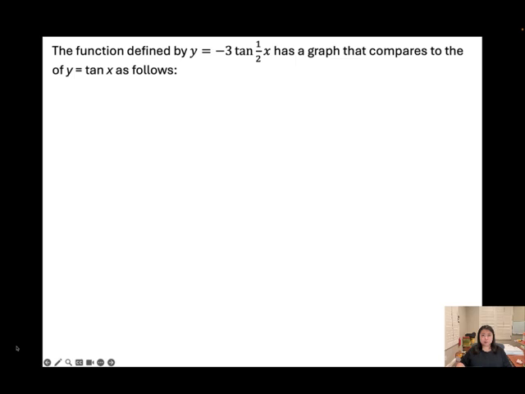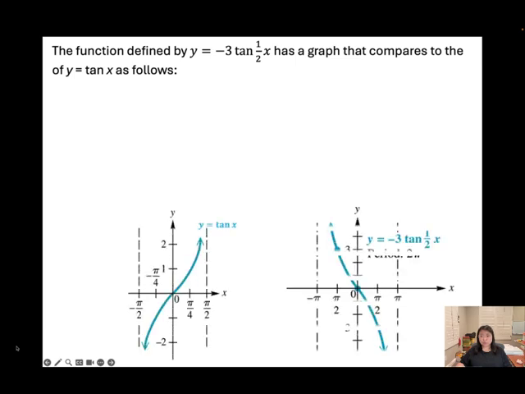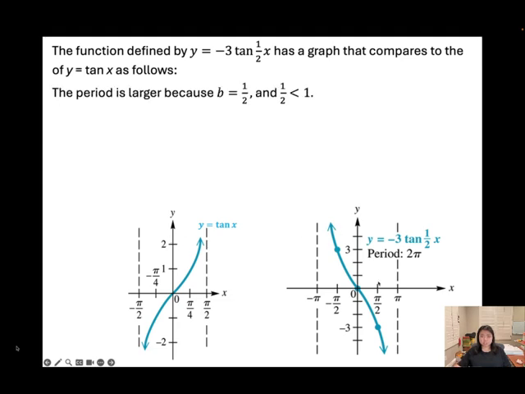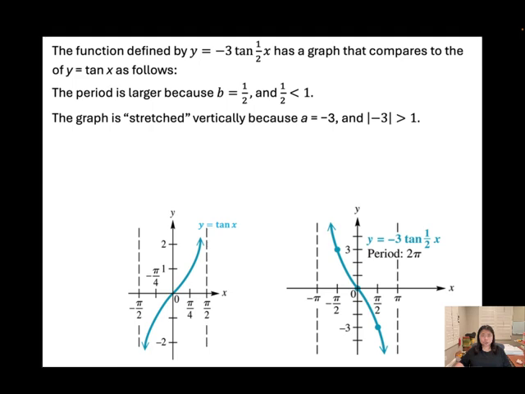The function defined by y equals negative 3 tangent 1/2 x has a graph that compares to y equals tangent x as follows. The period is larger. The period of this one is larger because b equals 1/2 here, but the b here is equal to 1. 1/2 is less than 1, so the period is going to be larger. The graph is stretched vertically because a equals -3. The amplitude here, a equals -3, and for the original, a is equal to 1.